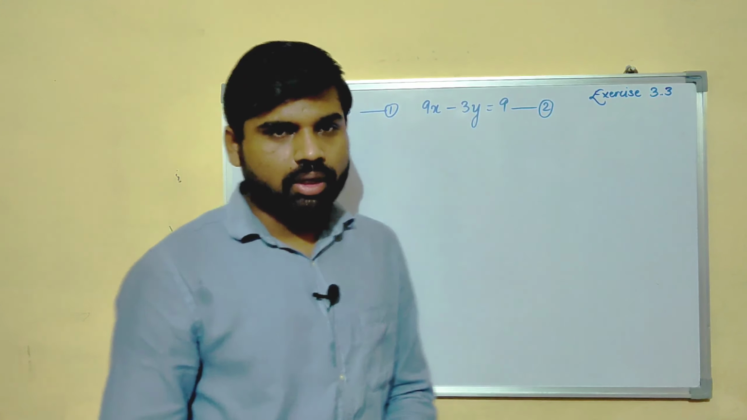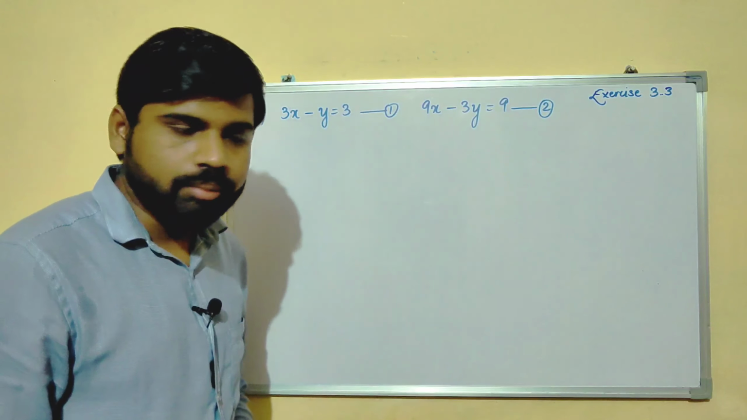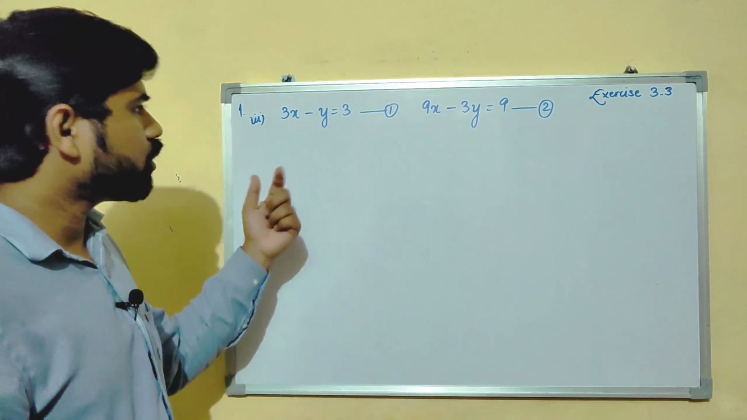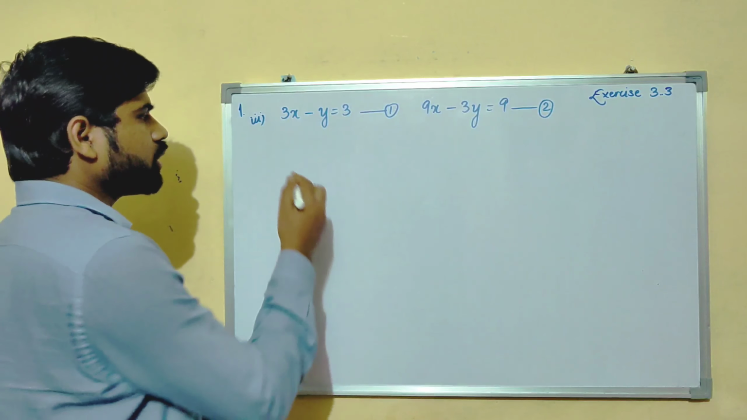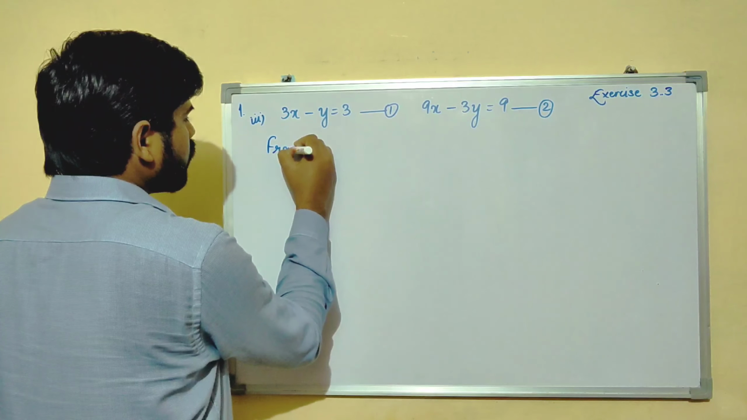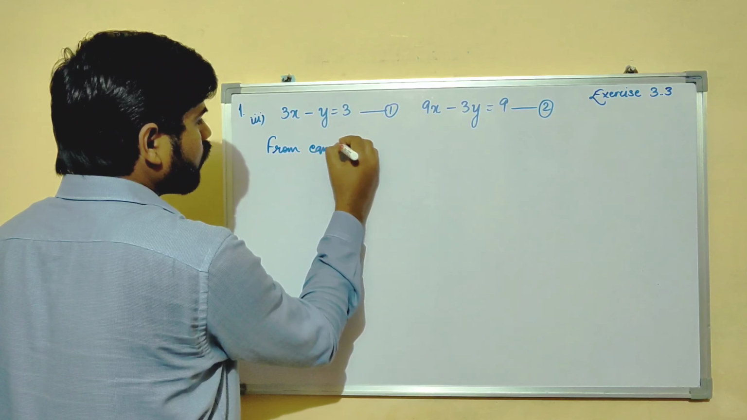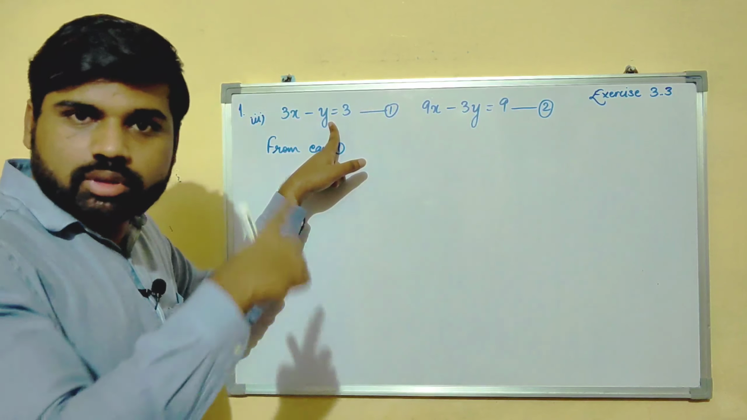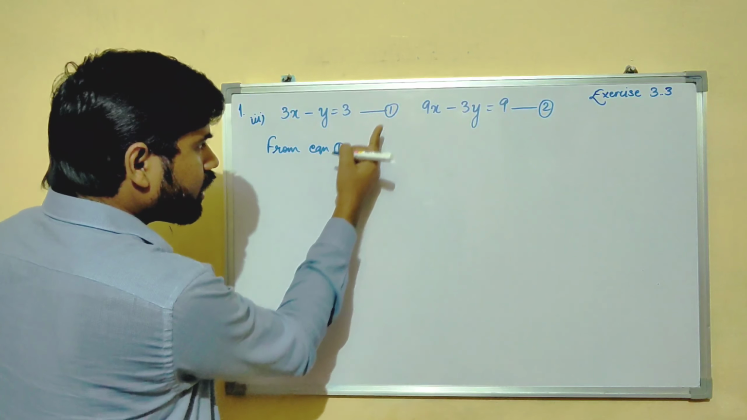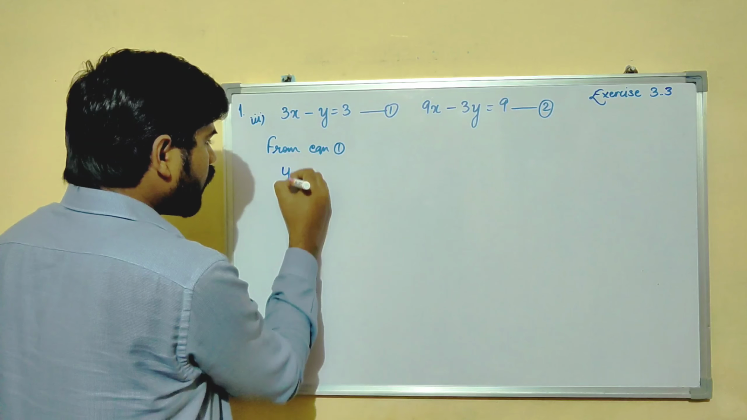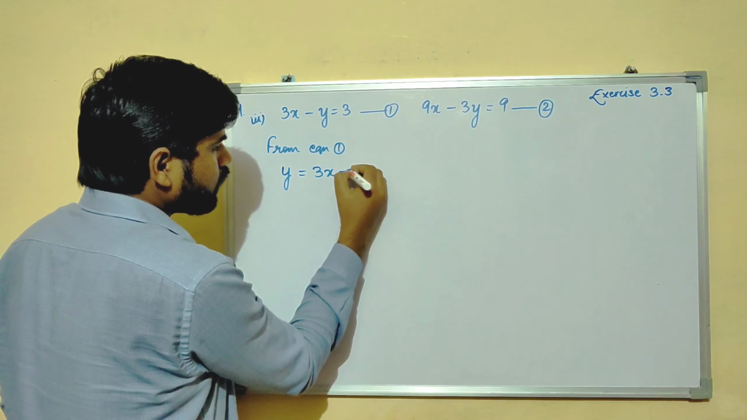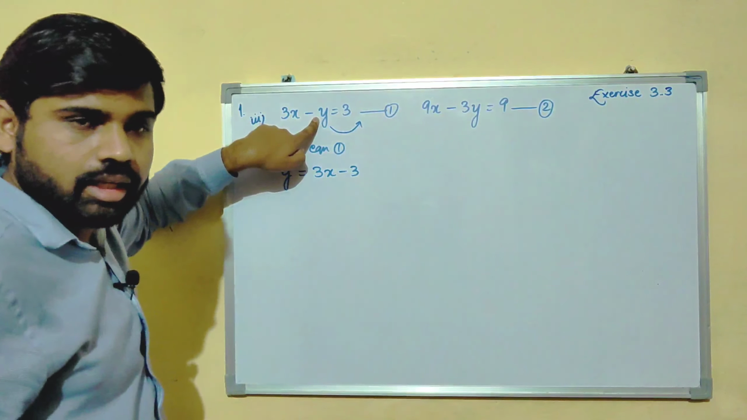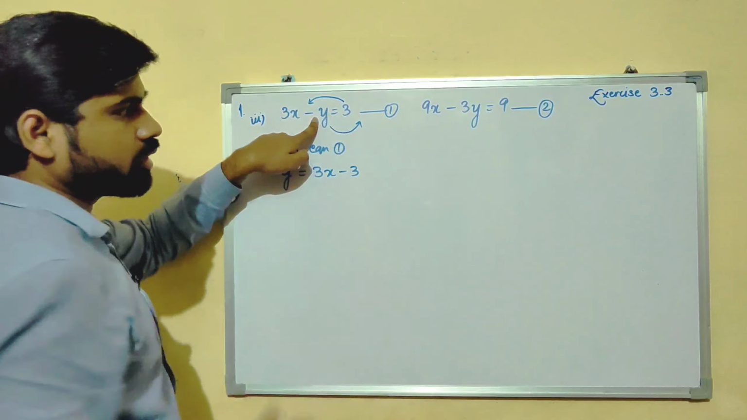The equations in the third part are 3x minus y equals 3 and 9x minus 3y equals 9. So let us find the value of x or y from the first equation or the second equation. Here in this question I am finding the value of y. So let us transpose this y to the right hand side and bring this 3 to the left hand side. So you will get the value of y as 3x minus 3. See, transpose this y to the right hand side and bring this 3 to the left hand side.